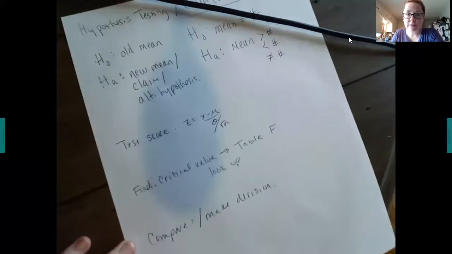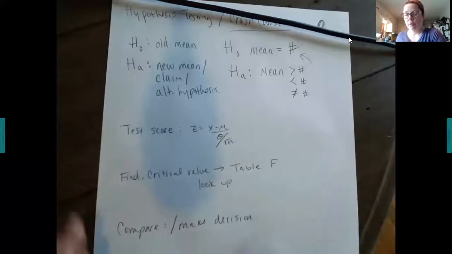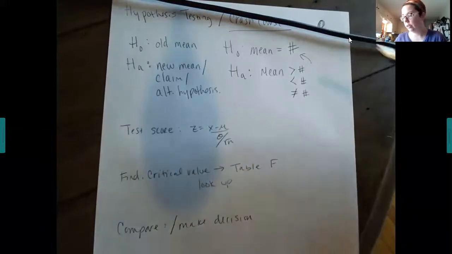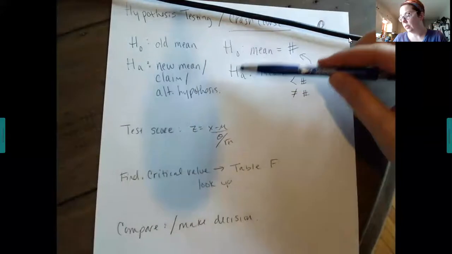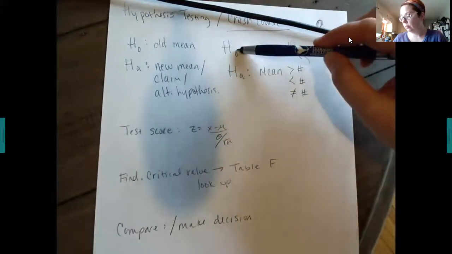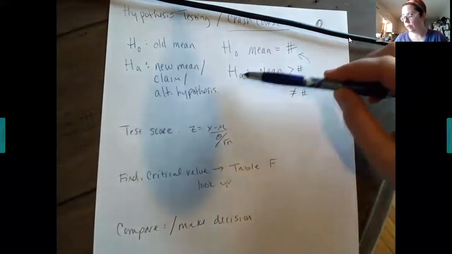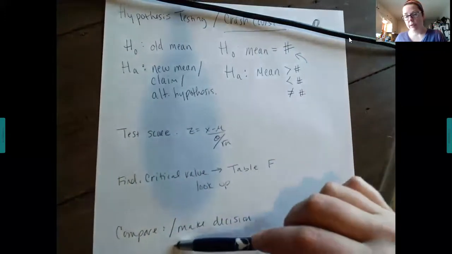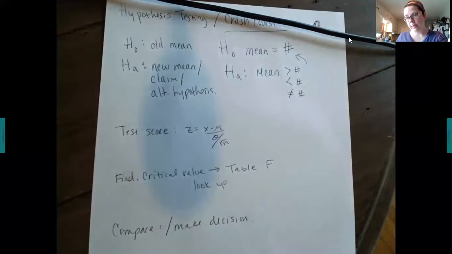So those are the 5 steps of hypothesis testing. You state your hypotheses, your old stuff and your new stuff. You find your test score. You find your critical value. You compare and make a decision. That's it. So next video, I will talk about how to start and do all that wonderful stuff.